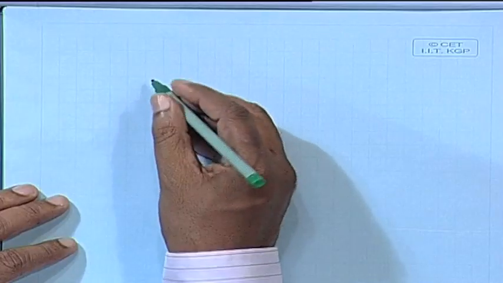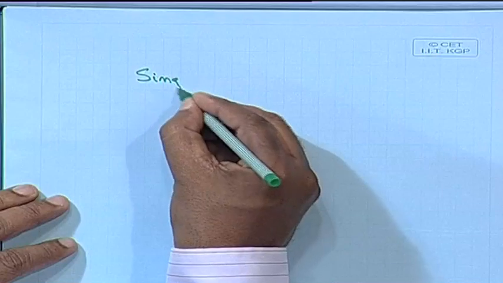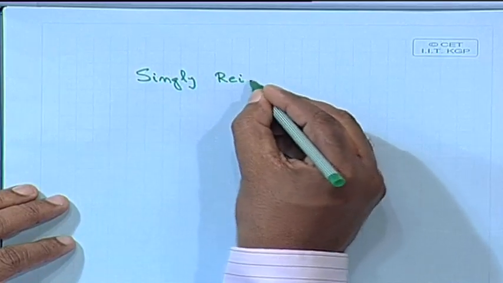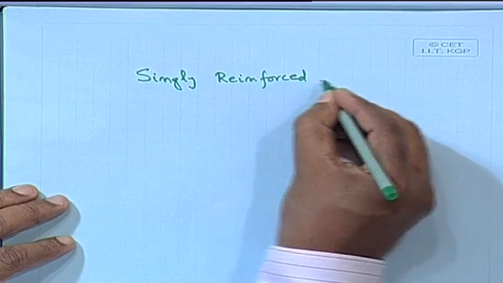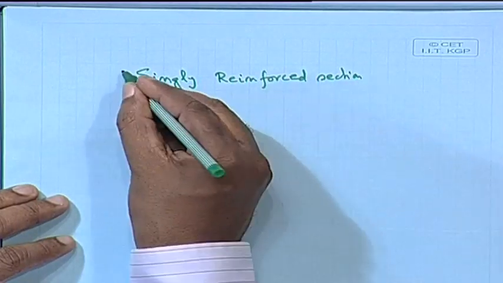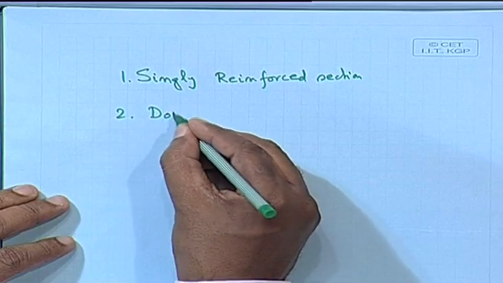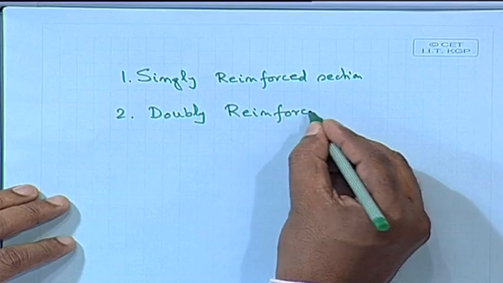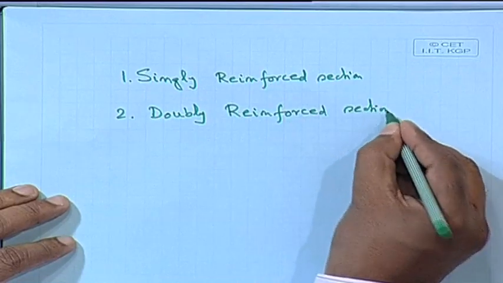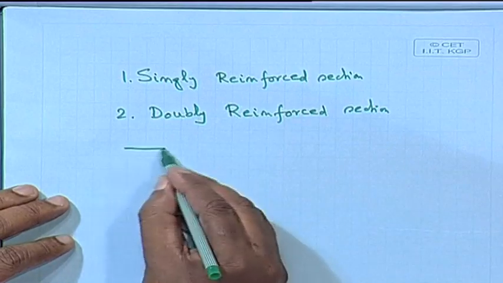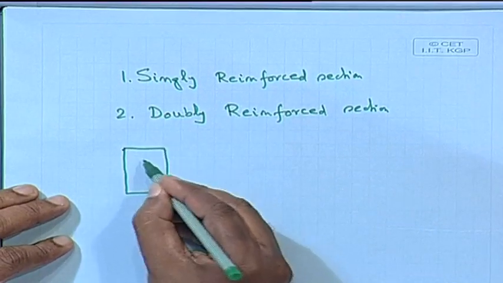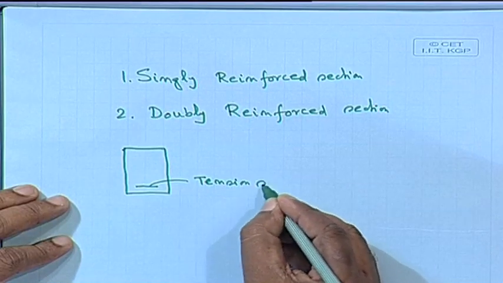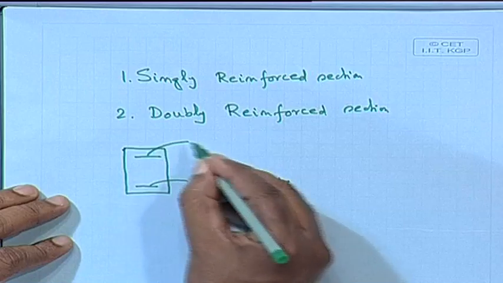So, one part is the singly reinforced, that so far whatever we have done is rectangular one only. And the other one is doubly reinforced section. In this case, we provide reinforcement. This is your tension side, compression side.